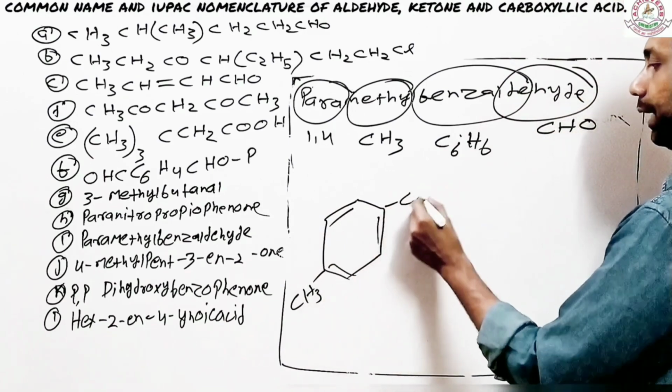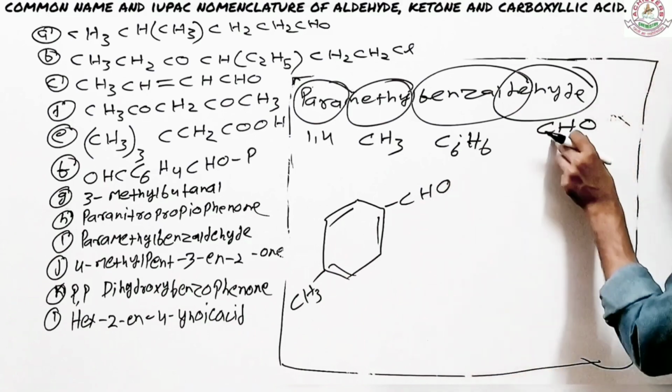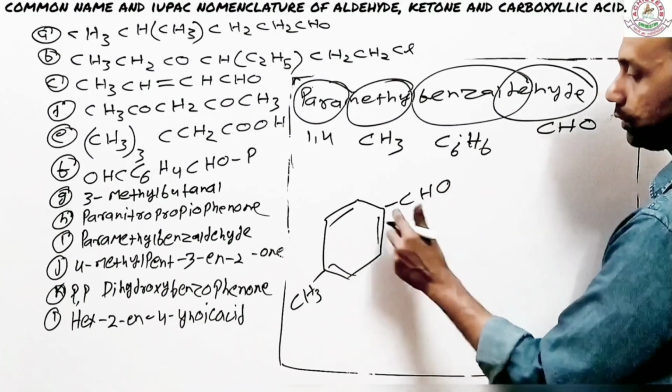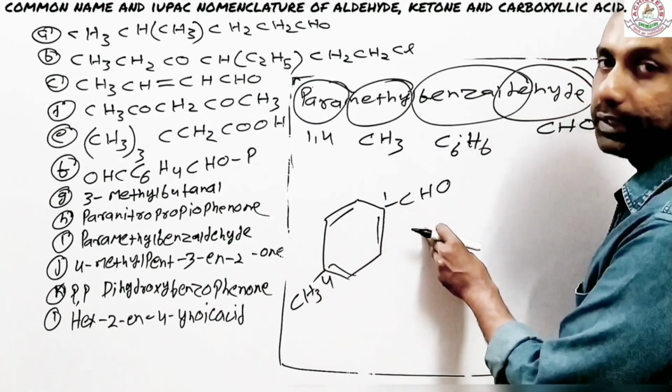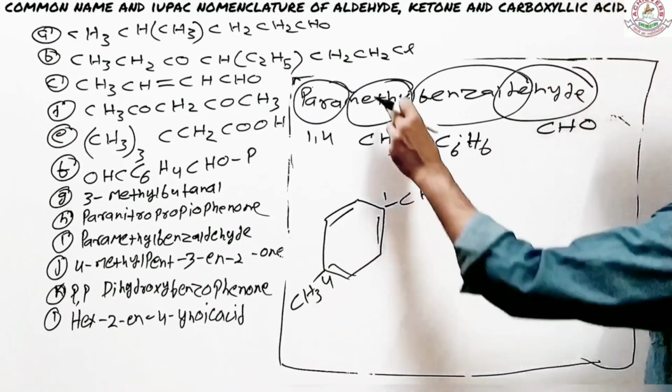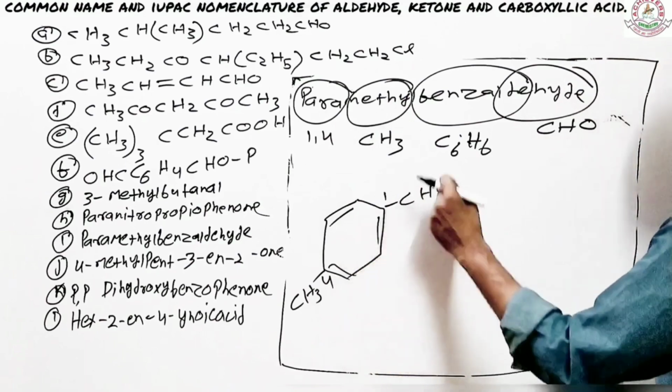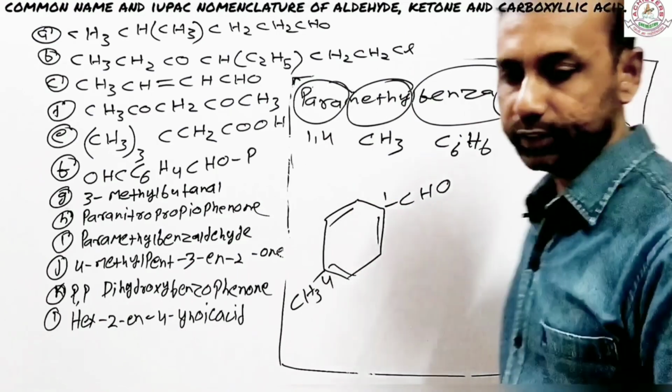And that means the aldehyde is on the 1 position. This is your 1 and this is your 4, right? Because this is the major group, that's why numbering starts from this position. So it's para methyl benzaldehyde. I hope you have understood. Now let's do the next one.